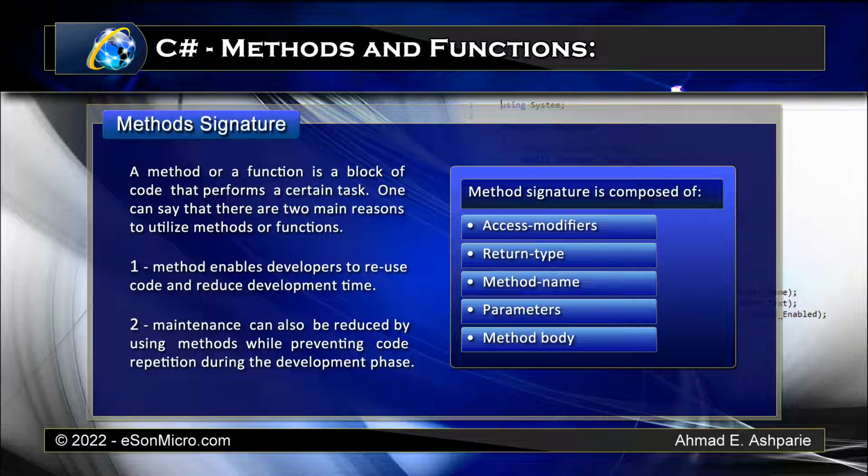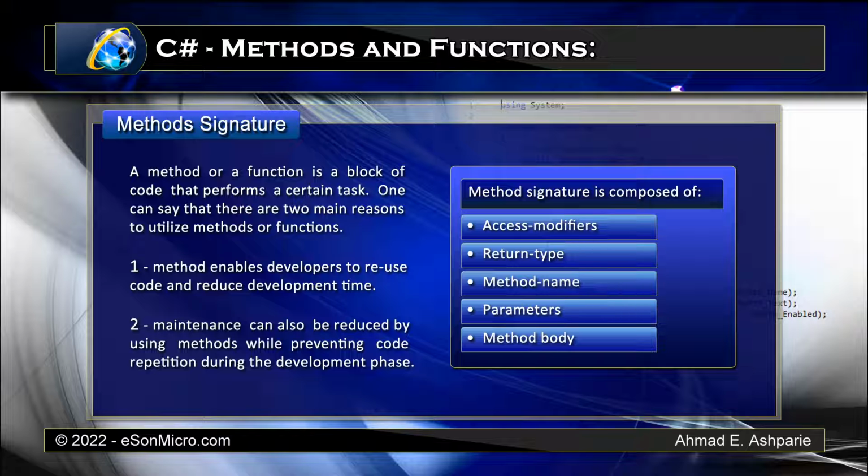Method's signature. A method or a function is a block of code that performs a certain task. One can say that there are two main reasons to utilize methods or functions. First, methods enable developers to reuse code and reduce development time. Second, maintenance can also be reduced by using methods while preventing code repetition during the development phase.